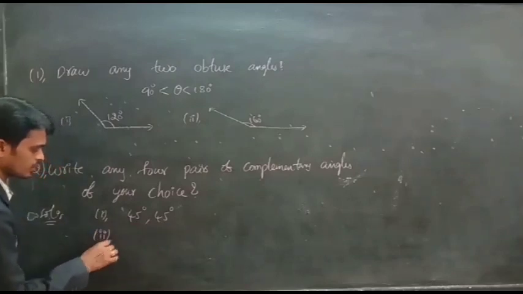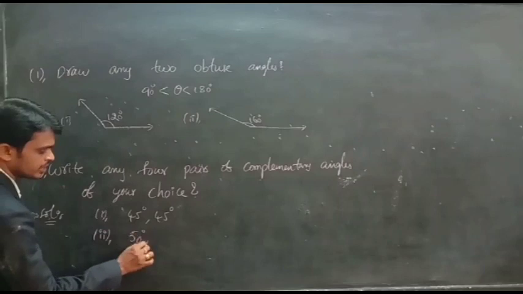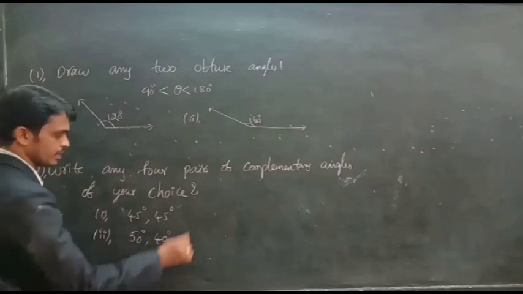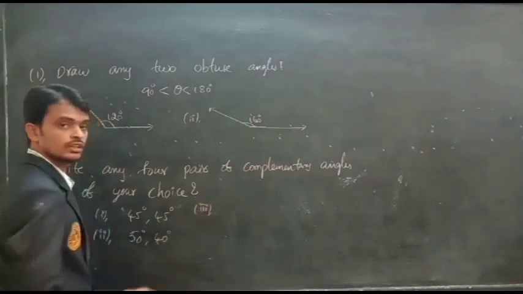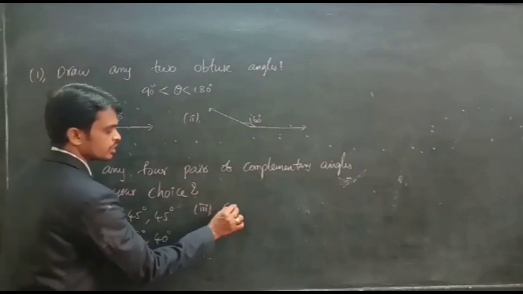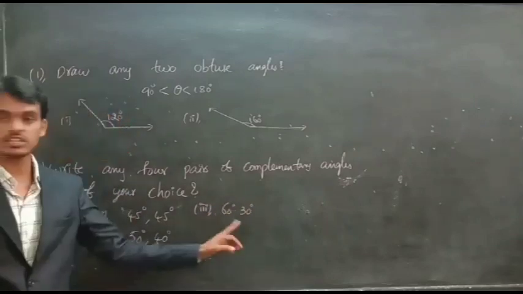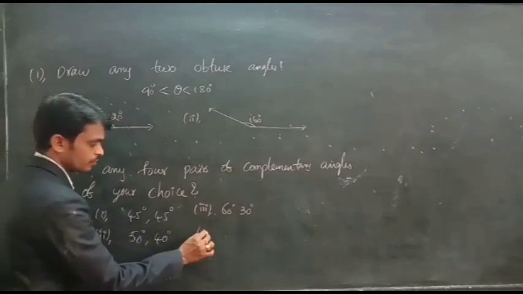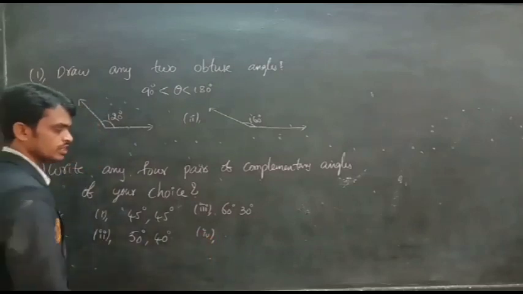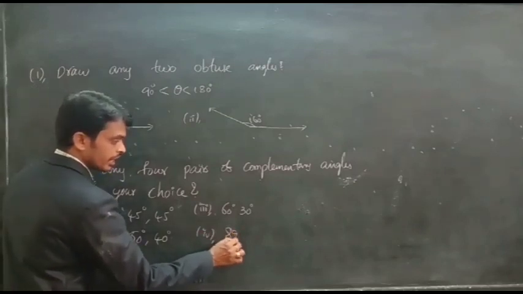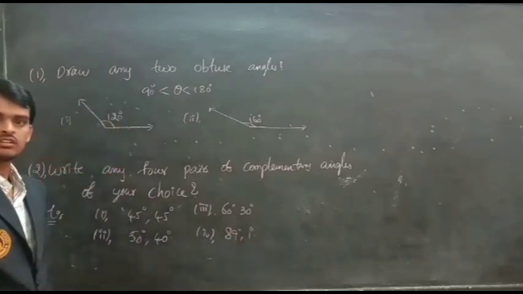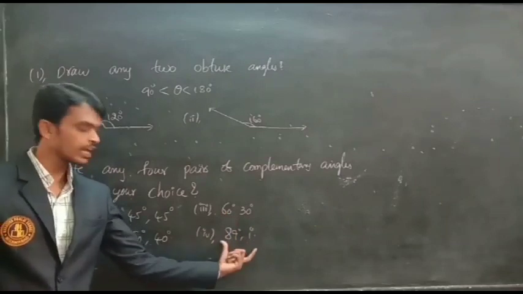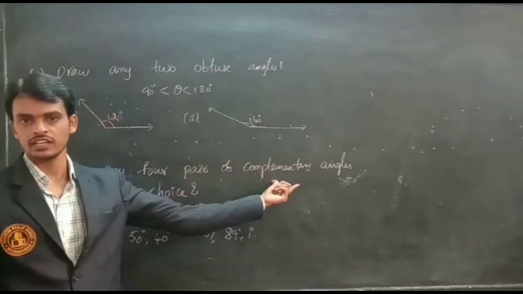Now the second pair is 50 degrees, 40 degrees. 50 plus 40 is how much? 90 degrees. So this is another pair. Now the third one I am writing as 60 degrees, 30 degrees. 60 plus 30, 90 degrees. Now the fourth one, for example, 89 degrees and 1 degree. 89 plus 1 how much? 90 degrees. So 89 degrees and 1 degree is also an example pair of complementary angles.